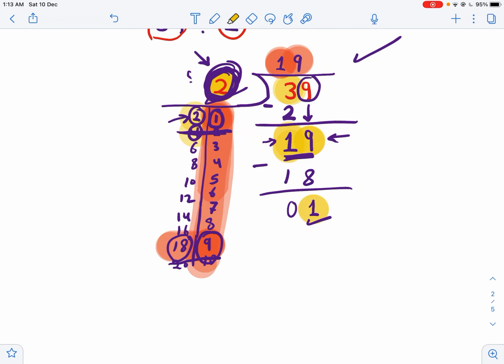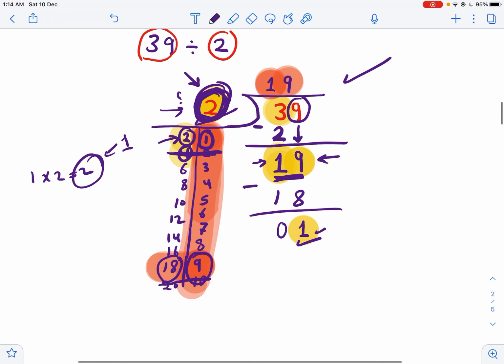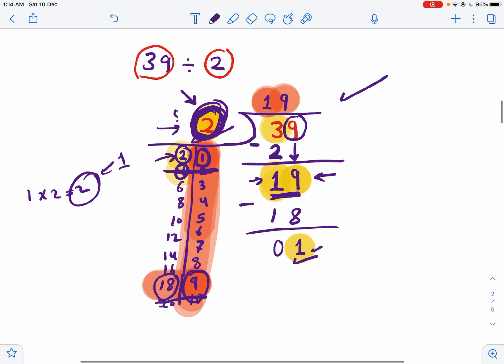The 1 is smaller than the 2. And there is no way that we can get the 1 from the times table of the number 2, because the smallest number that we can get is 1 times 2 equals 2. We can't get a 1 here. This is impossible. So what should I do in this case? I will say this 1 that is left here is my remainder. So I will say then the answer is 19 and the remainder is 1.